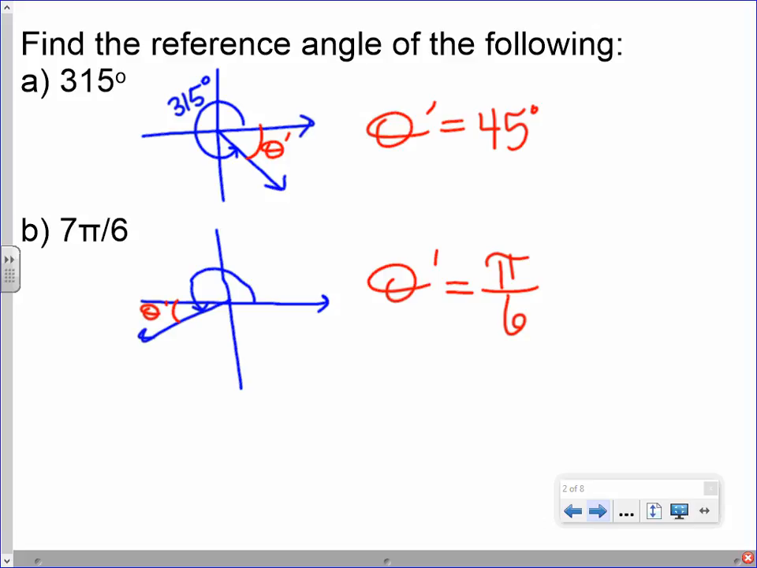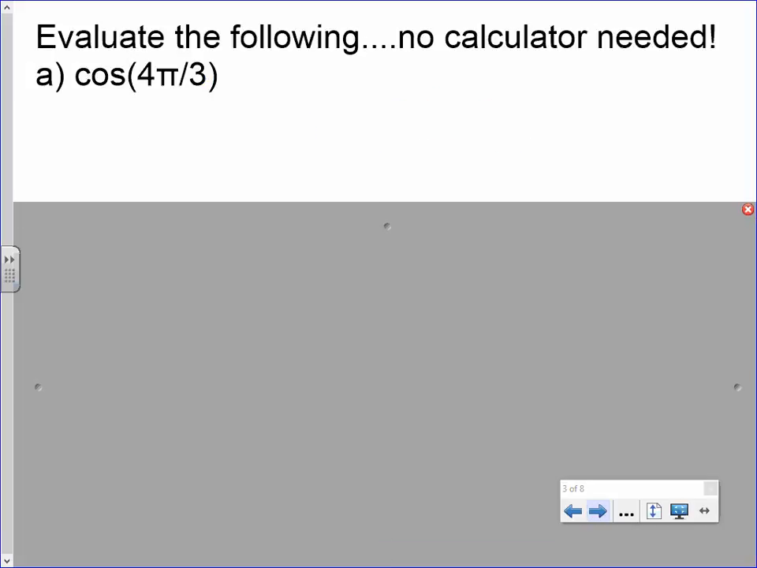Now, I'm going to put up here, one at a time, 3 calculations I want to make. Very similar to what we did on the blue worksheet, but they're not all straightforward. I'm going to put up a calculation. I want you to write it down, and then you have about 20 seconds after you write it down to answer it. Okay? You can do it. First one, cosine of 4 pi over 3. Write it down, calculate it.